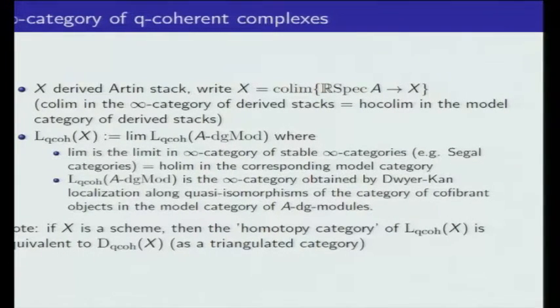And note that if X is a scheme, you have this infinity category LQCoh, and you invert weak equivalences, and then you get the usual triangulated derived category of quasi-coherent sheaves on X.